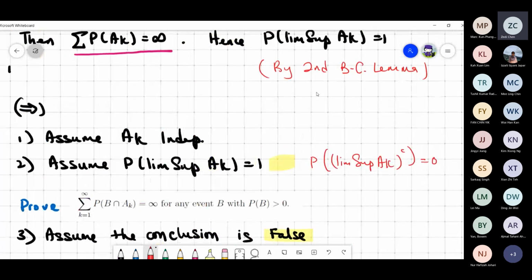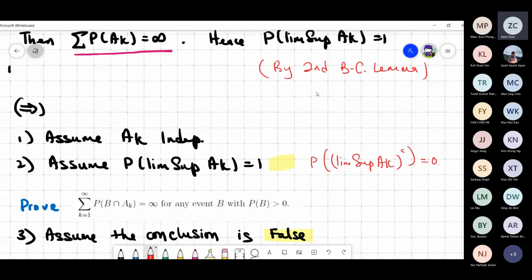So that's why we have two hypotheses here. The first hypothesis is that the sequence of A_k are all independent, and the second hypothesis is that P(lim sup A_k) is equal to 1. So this is equivalent to saying that the complement of this event has probability 0. Now we want to prove this conclusion.